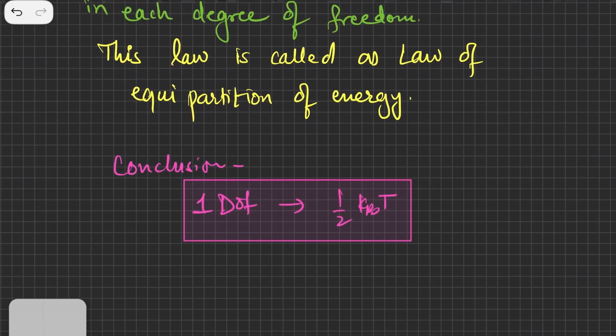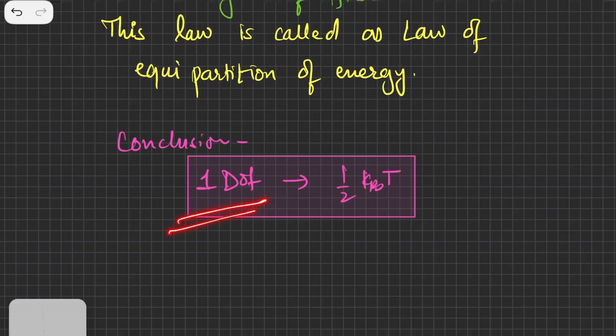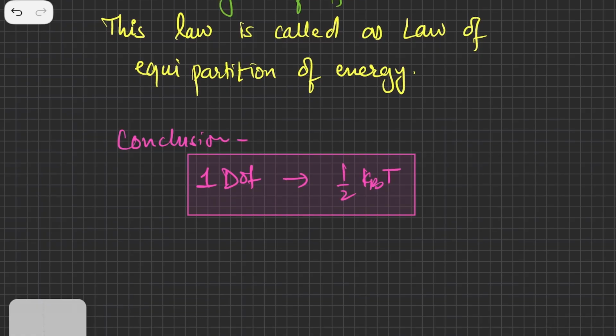So what is the conclusion of whatever I have said up till now? It says that 1 degree of freedom is going to bring half times kBT amount of energy. If you want to understand the basics of what we are going to discuss today, or in the coming lectures when we discuss the specific heat capacities of mono, di, and polyatomic gases, it's this: each degree of freedom brings half kBT amount of energy.